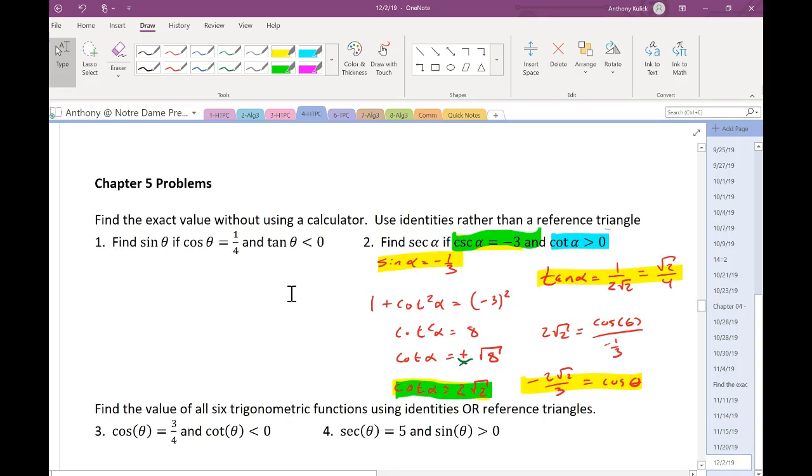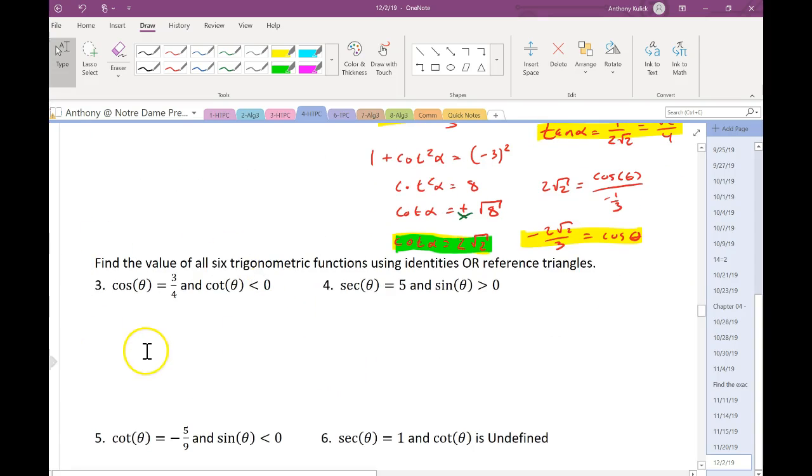One of these guys. Okay. Do you want to do one of these where we don't use identities and we do use a reference triangle? Do you have a preference on which one you want to do? Let's do just say number 3 then. Sound good?